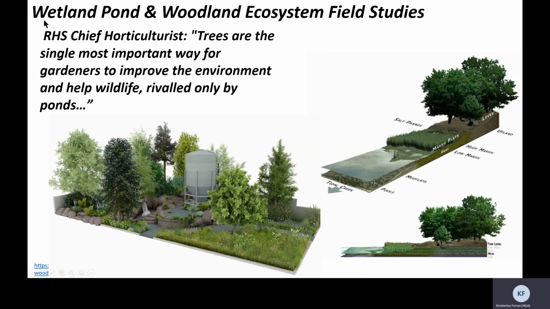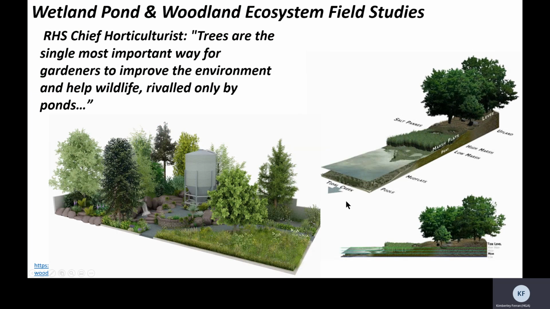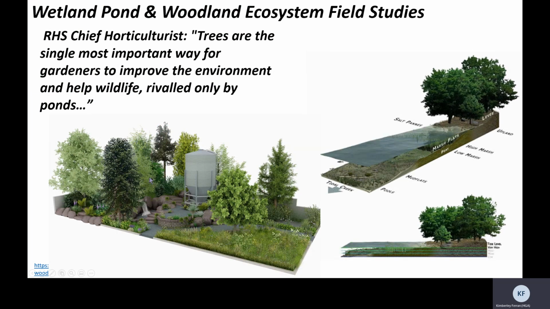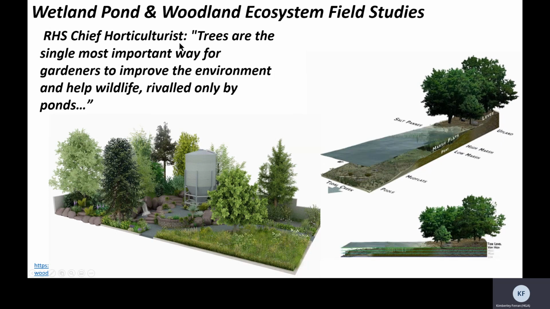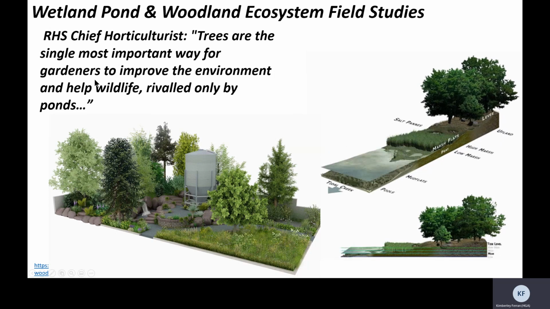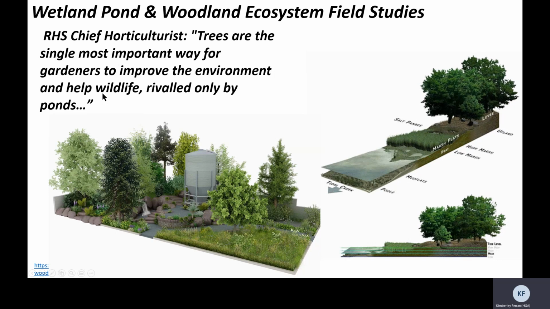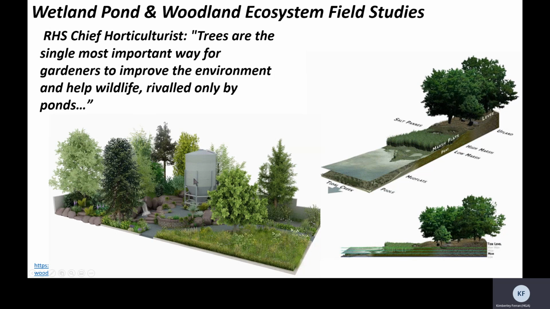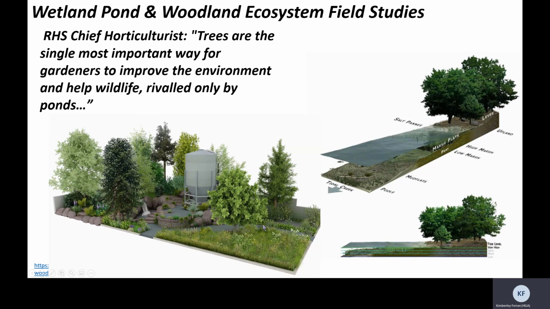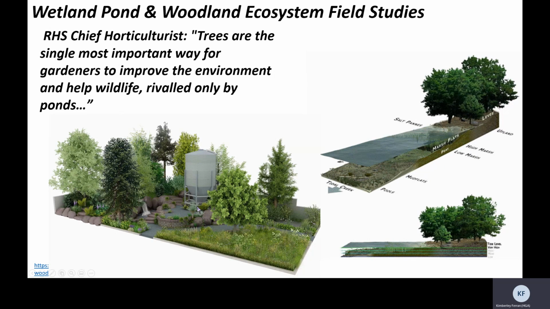I'd like to finish by saying how important both our woodland and our wetland ecosystems are. The Royal Horticultural Society's chief horticulturist has said that trees are the single most important way for gardeners to improve the environment and help wildlife. And this is rivaled only by ponds. So woodlands and ponds are 2 of the most important ways that we can help improve the environment and help wildlife.